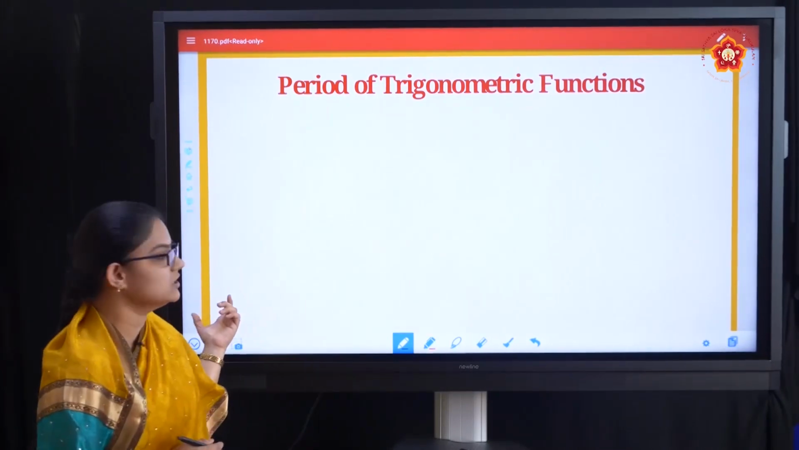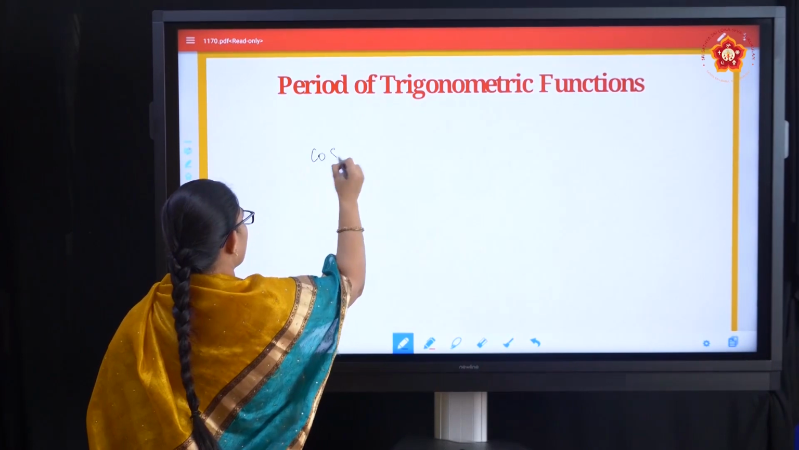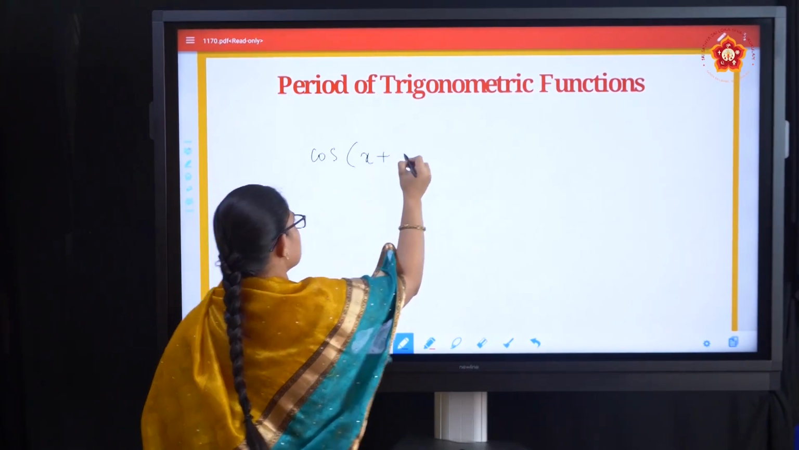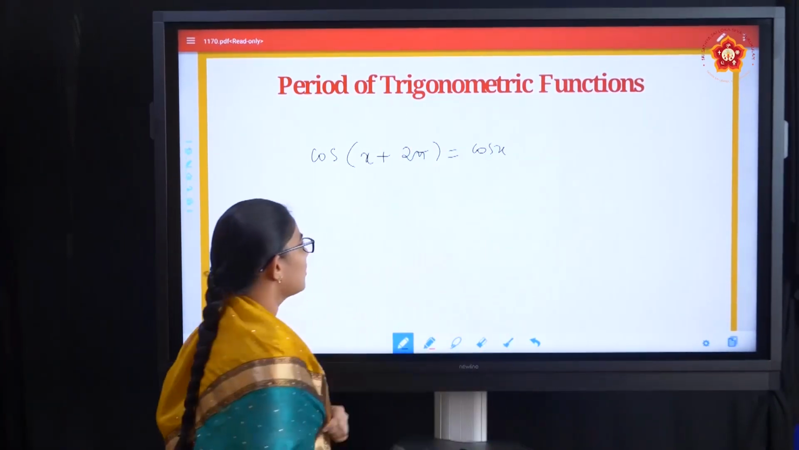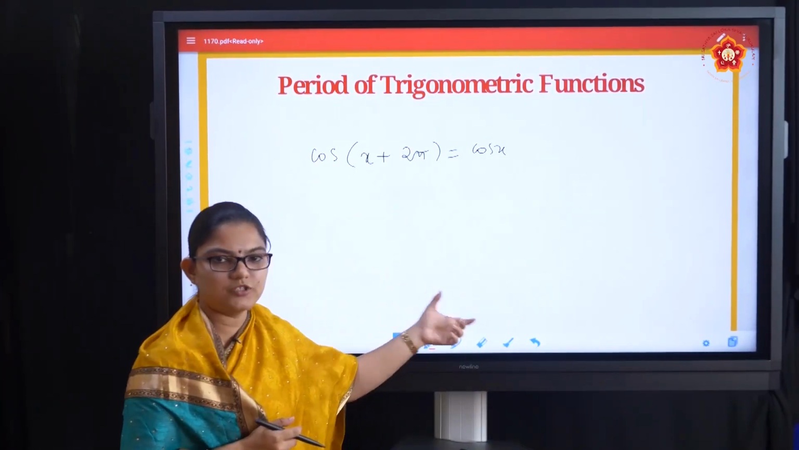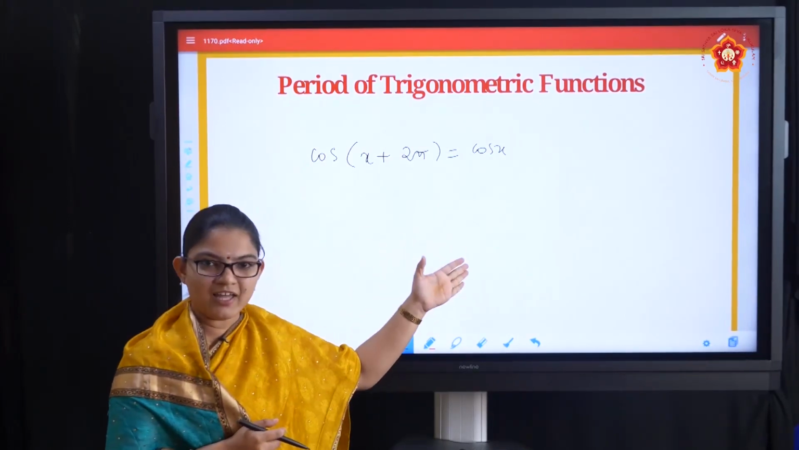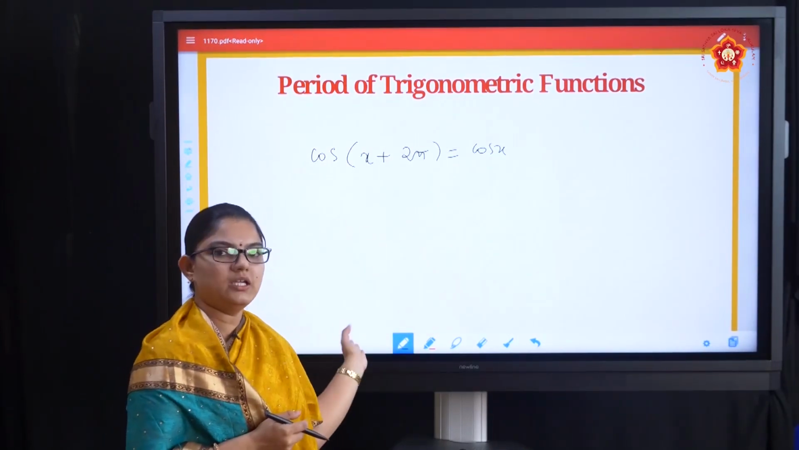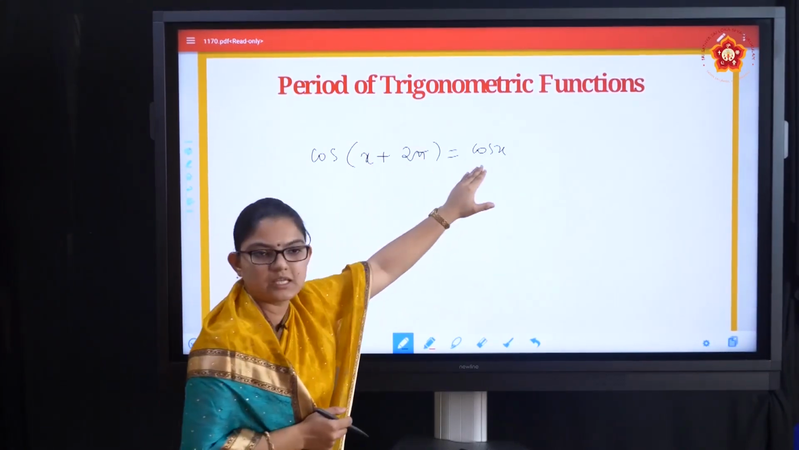Similarly, it is followed by the cos function. We know the same fact: for cos, cos x plus 2 pi will be the same as cos x. That is, the cos value also repeats after 2 pi. From 0 to 2 pi it takes different values, but after 2 pi it repeats, that is, cos x plus 2 pi is the same as cos x.